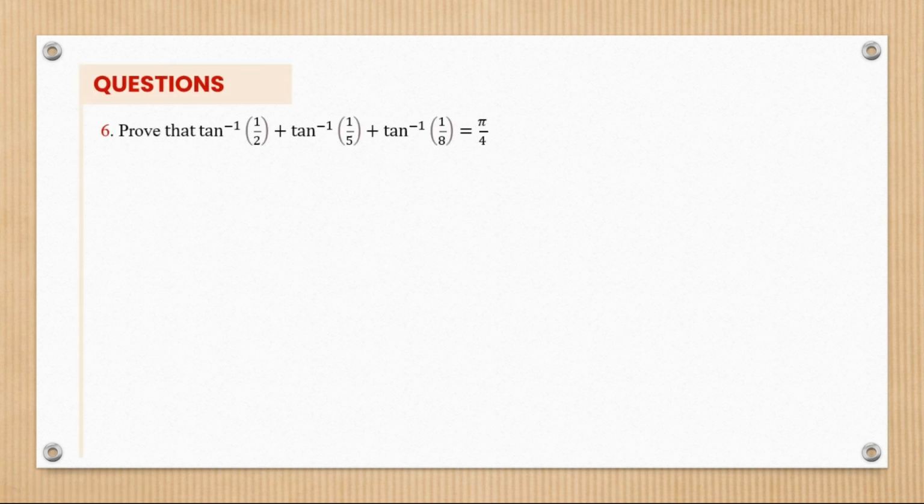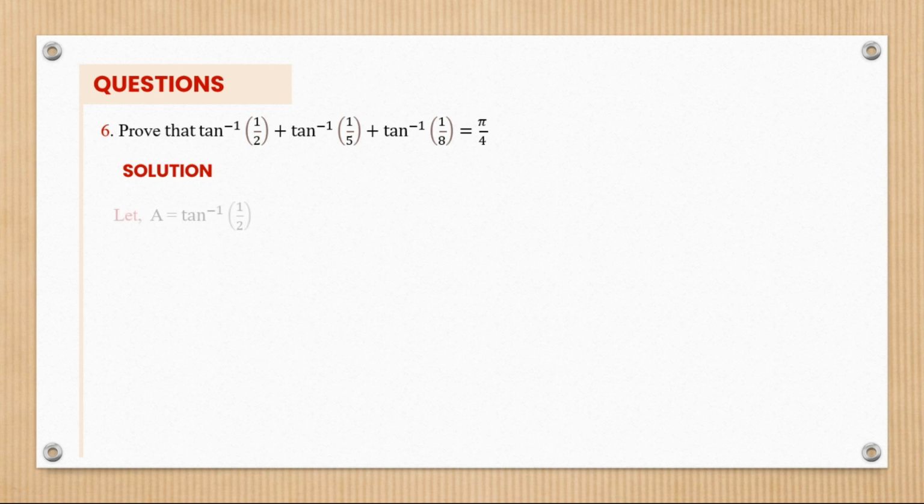Alright, so question number 6, we're being told to prove that tan inverse of a half plus tan inverse of 1 over 5 plus tan inverse of 1 over 8 is pi over 4. So in this case we actually have 3 different parts adding themselves, but this is actually also an easy one.